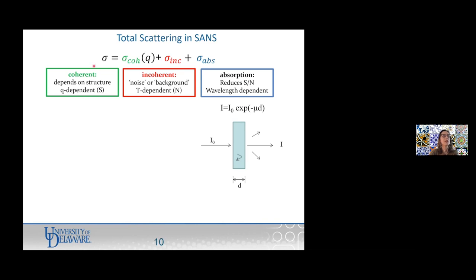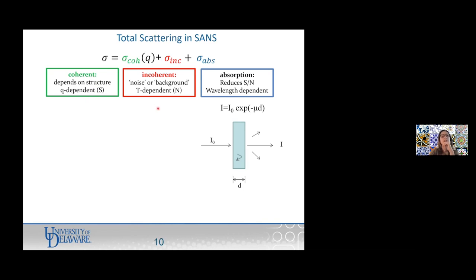The signal that you want is your coherent signal. It comes from correlations between positions in your sample, so basically it's the structure of your sample, and that is Q dependent, and it's why we measure the intensities at different Qs.